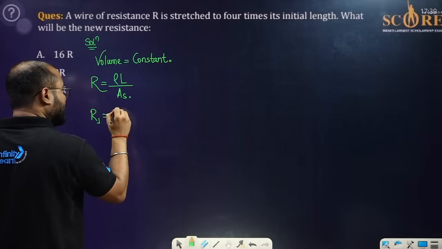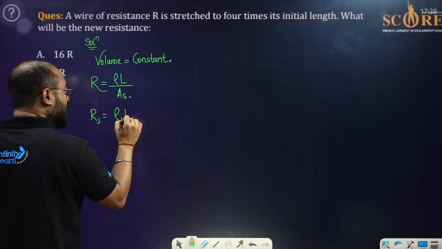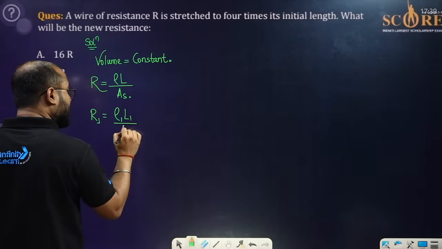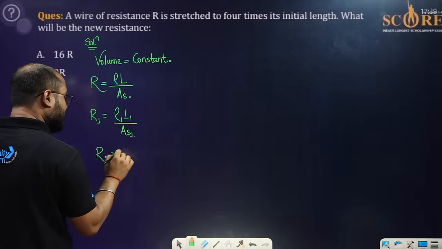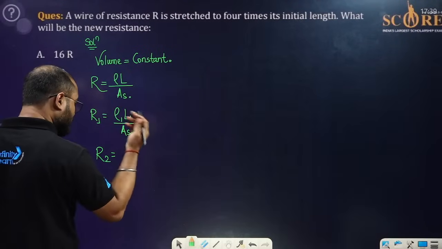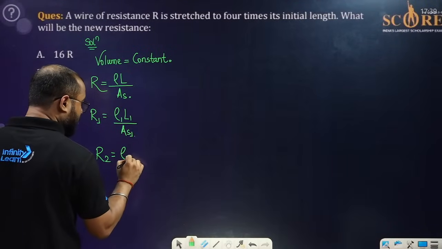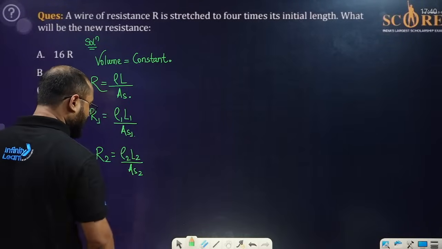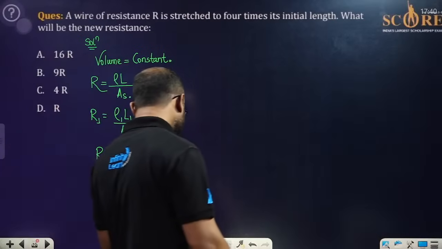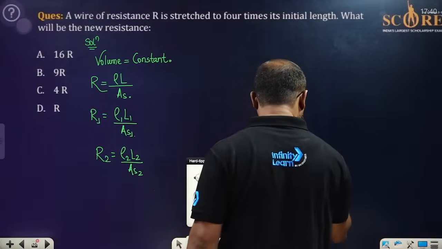In that particular case, R1 is resistivity 1, length 1 divided by area of cross section 1. R2 is the resistance that has now been changed. The length is 4 times, so it will be resistivity 2, length 2 divided by area of cross section 2. What are the things that are already given to us?